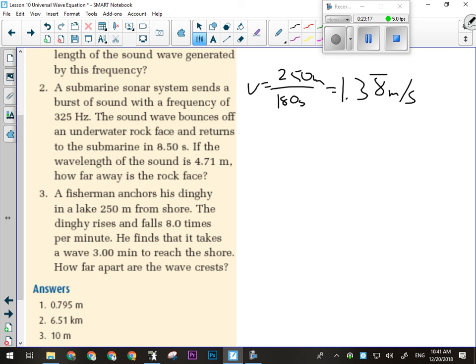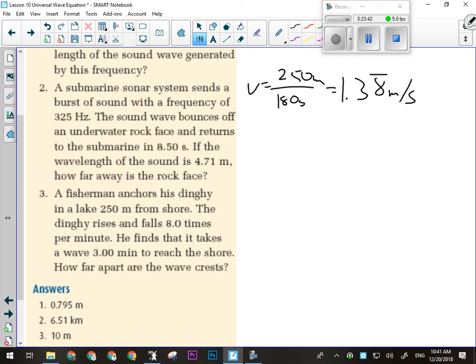Now that I have that, I can look at the other information. It tells me that the dinghy rises and falls 8 times in a minute. How many waves is that? It's 8. That's complete cycles. Rises and falls 8 times, that's 8 waves. It didn't say 8 crests went by or 8 troughs went by. It said it went up and down. That's a full cycle 8 times.